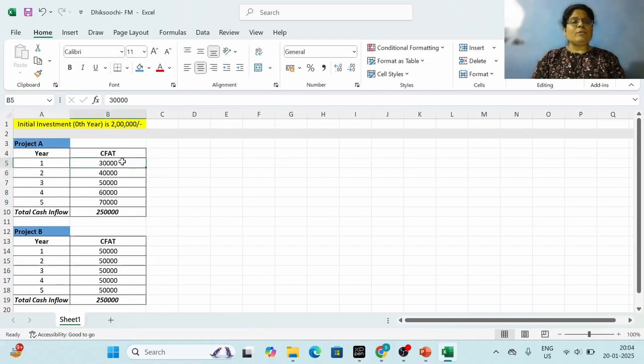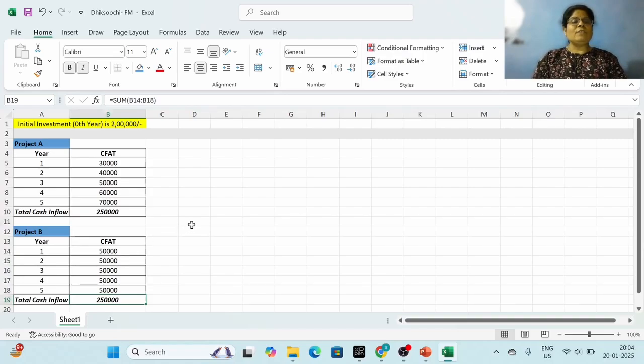In the first year, project A is generating 30,000, second year 40,000, third year 50,000, fourth year 60,000, fifth year 70,000. At the end of the fifth year, it is going to generate 2,50,000, which is more than your initial investment. So, if you see only the cash flows, you can see that the project is worthy for investment. Even if you consider project B, which is generating equal inflows, that is 50,000 in each year till 5 years, here also the total is 2,50,000.